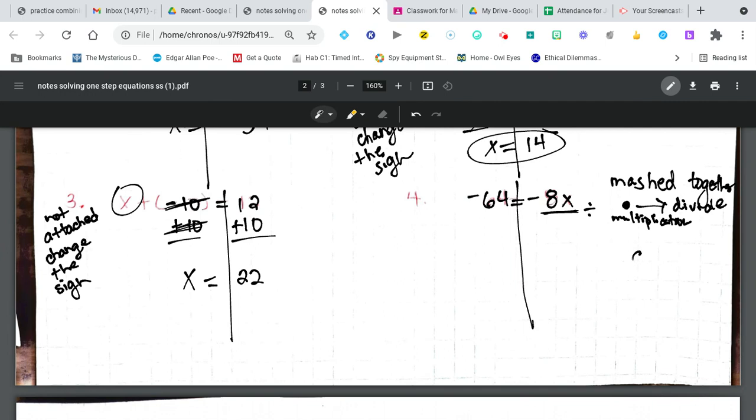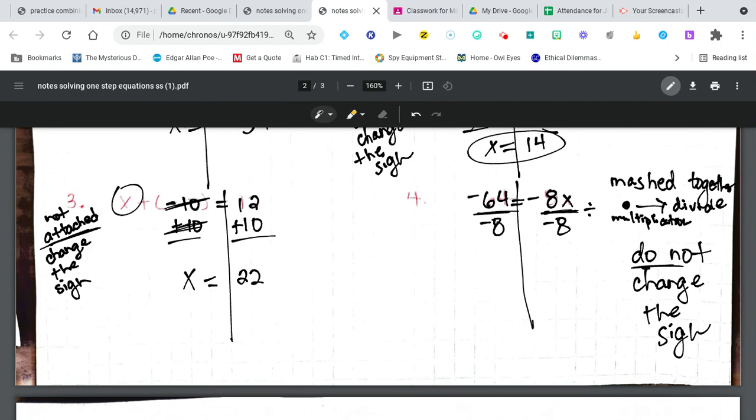And don't change the sign. Do not change the sign. We never change the sign on multiplication or division. We only change the sign if it's not attached to the variable in any way. So I'm going to divide by negative 8. But if I divide by negative 8 on the right, I must divide by negative 8 on the left. And then if I'm doing multiplication or division, I switch back to a smiley face. Negative 64 divided by negative 8 is positive 8. And these just cancel each other out, and I'm left with x.